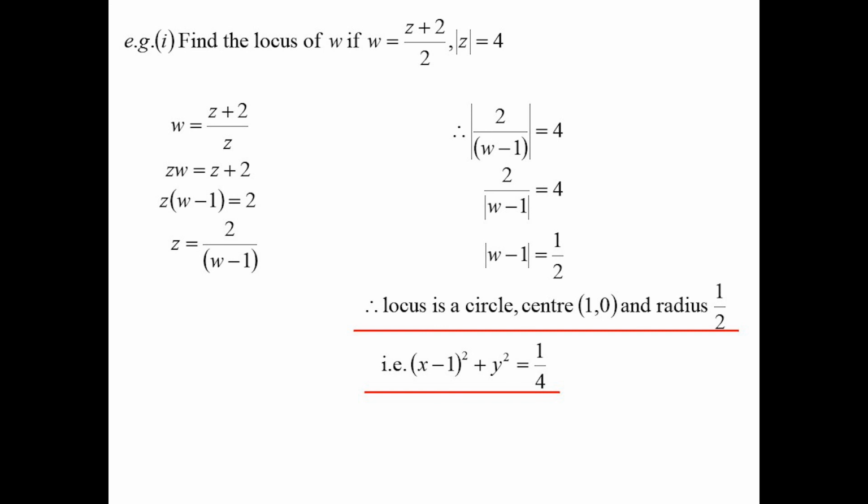So what we're saying is if we got all the numbers that lie on the circle x squared plus y squared is equal to 4, substitute them in this function, then the output would be a new circle. It'll be a circle with centre 1, 0, radius a half.